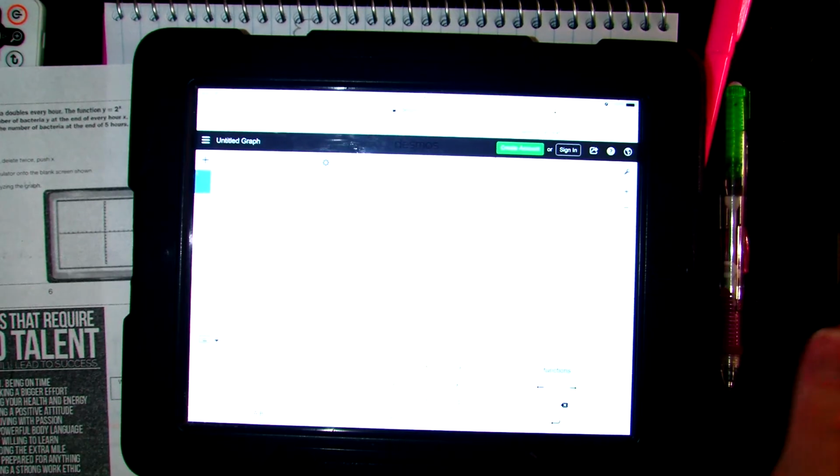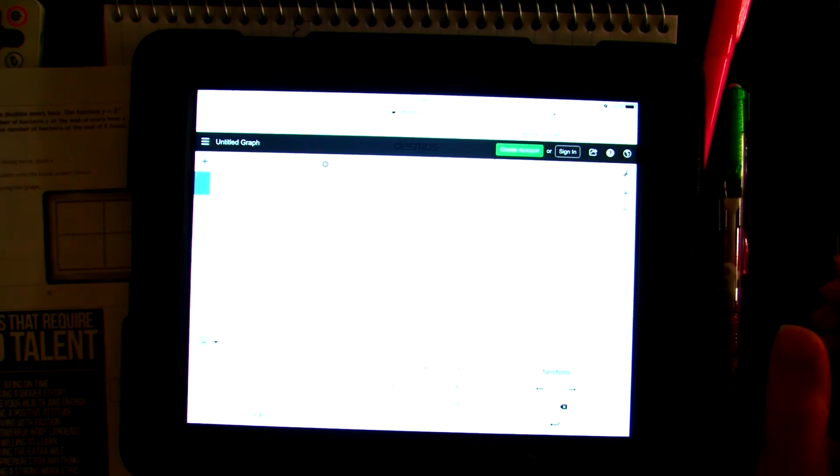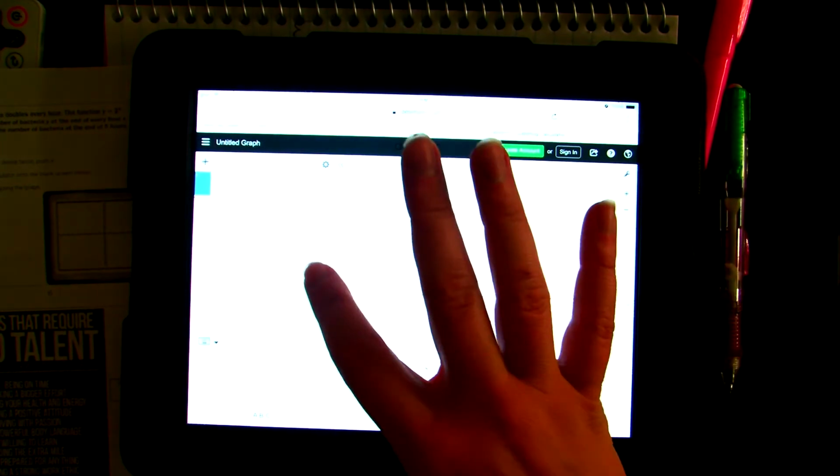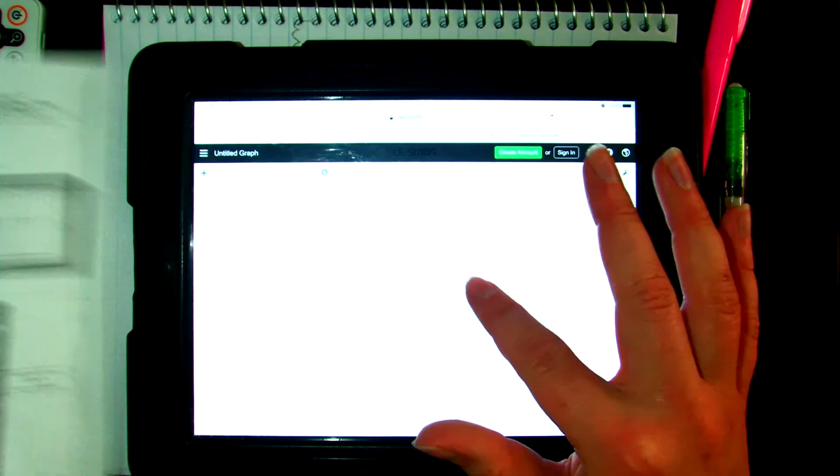Oh, and hopefully it'll come into focus. Well, if not, just follow the directions as closely as you can.